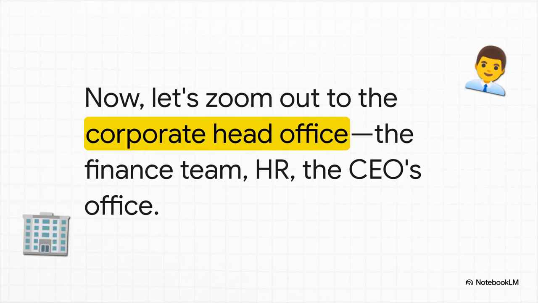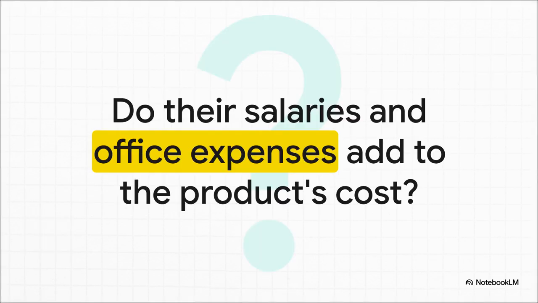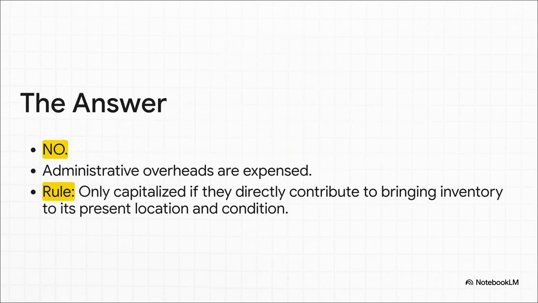Okay, let's leave the dust of the warehouse behind. I want you to zoom out with me, way out, to the nice, air-conditioned corporate head office. You know, where the finance team, HR, and the big bosses have their desks. Think about all the money spent there. The CEO's salary, the HR manager's pay, the rent for that fancy downtown office. Do any of those costs get attached to the boxes of product sitting back in the warehouse? You probably guessed it, another big no. Admin overheads, they're expensed, always.